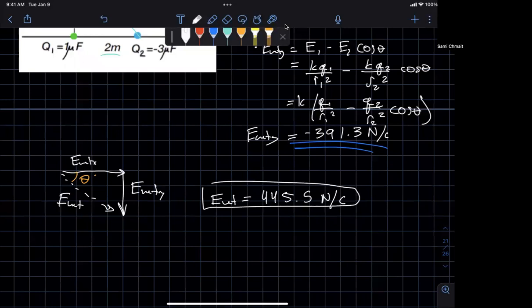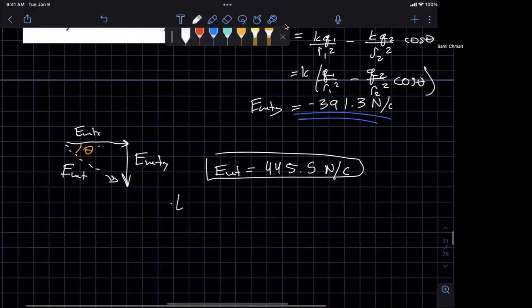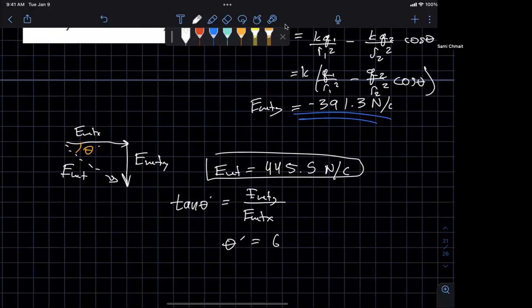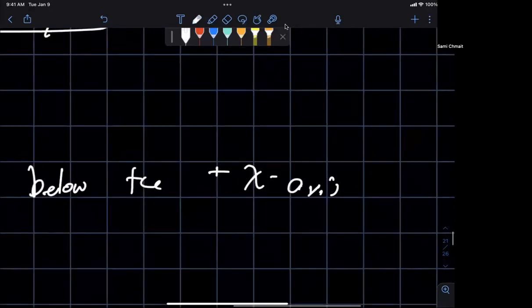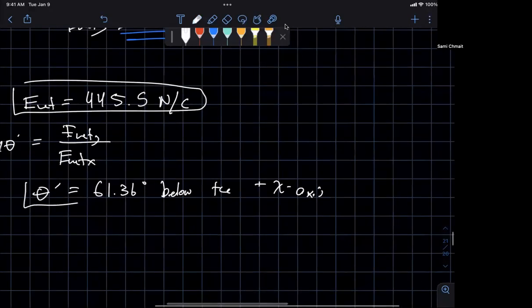Okay. But we're not done yet because we need to find the direction. So to find the direction, let's just do the tan function. tan theta prime is equal to E net Y over E net X. Theta prime is equal to 61.36 degrees. Still not done. It's going to be below the positive X axis, right? Because this is the positive X axis, and we're going to be just that amount below. Sorry, still getting used to the iPad handwriting, so it's unclear.